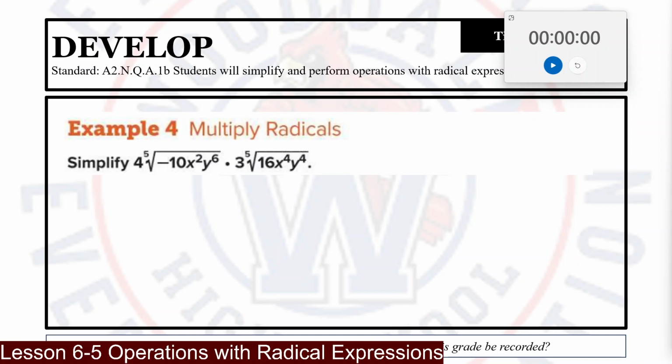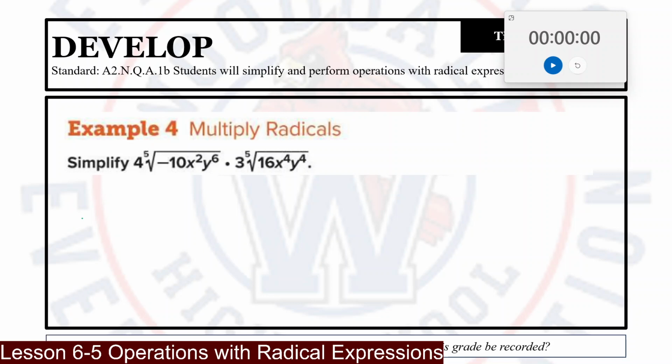So here's an example of multiplying two radicals. We have 4 times the fifth root of negative 10 x squared y sixth, and we're multiplying it by 3 times the fifth root of 16x to the fourth y to the fourth. So what do we actually do here? Well, let's see. I'm going to use two different colors for these.